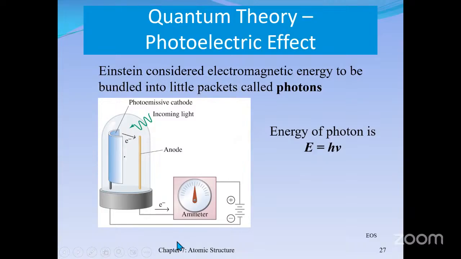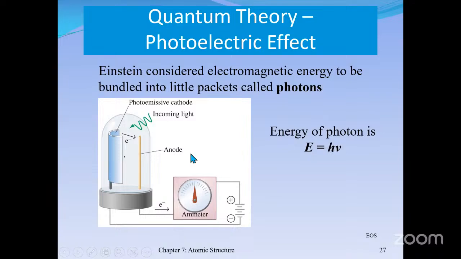What we have here is two electrodes encased in this glass encasing right here. One electrode, this pole right here, is an anode, and this electrode here is made up of a photoemissive material. I don't remember what the material is, but basically this material will emit electrons if it's exposed to radiation of the correct frequency. Both electrodes are connected to an external circuit, and as a part of this external circuit, you have this instrument known as an ammeter, which basically detects an electron flow going through the external circuit.